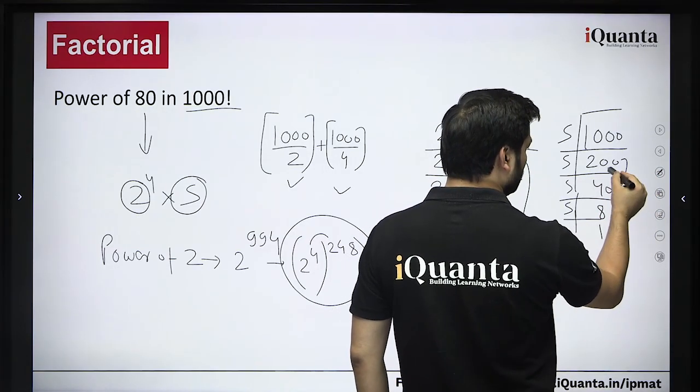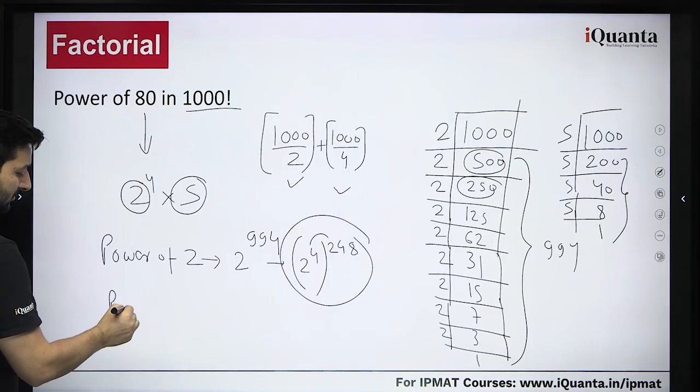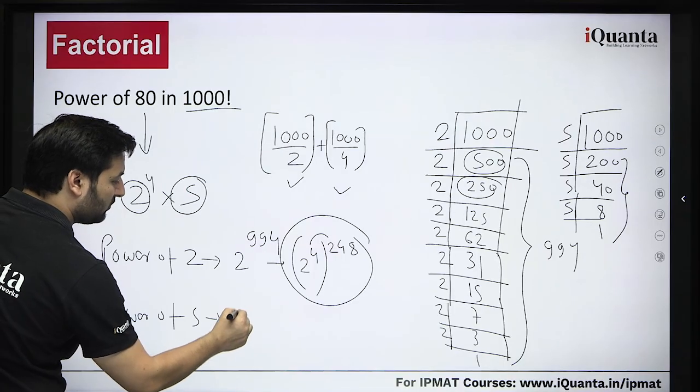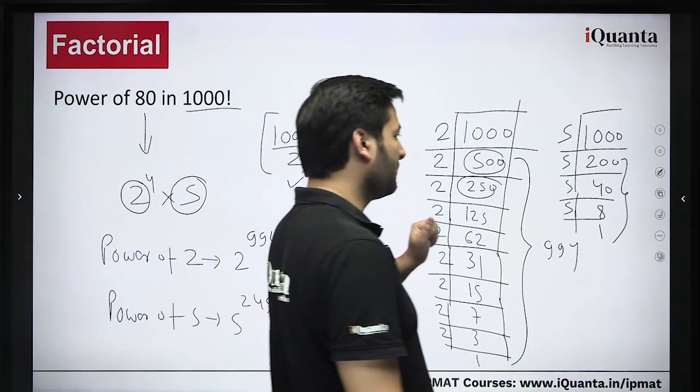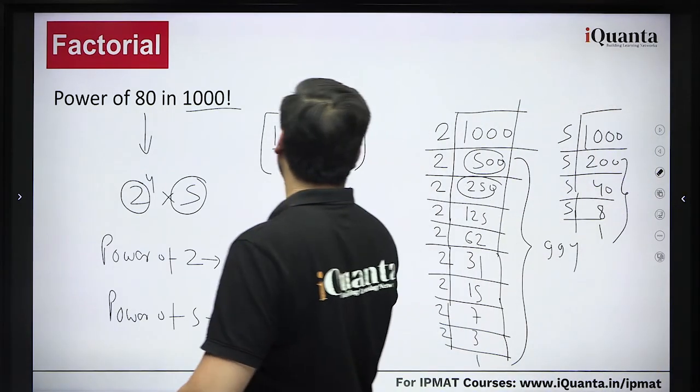Calculate the sum of these, 240 and 249. So, the power of 5 is 249. Yes or no? Now the question is in its final phase.